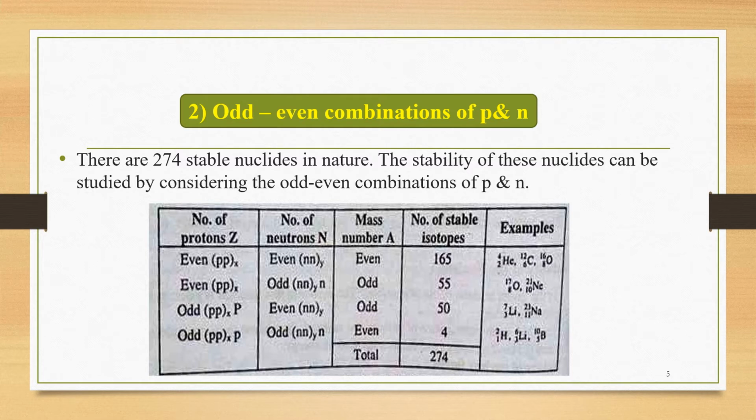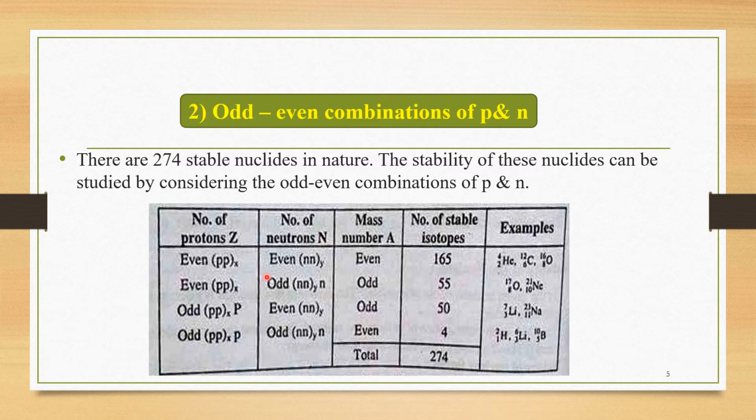The second important factor is odd-even combinations of protons and neutrons. How the proton and neutron numbers combine together in order to form stable nuclei, this we have to study in this parameter. There are 274 stable nuclides in nature. As far as the number of stable nuclides is considered, they are equal to 274. The stability of these nuclides can be studied by considering the odd-even combinations of protons and neutrons. Now, how these 274 nuclides occur in nature depending upon different combinations of protons and neutrons, that we have to study from the data in this table.